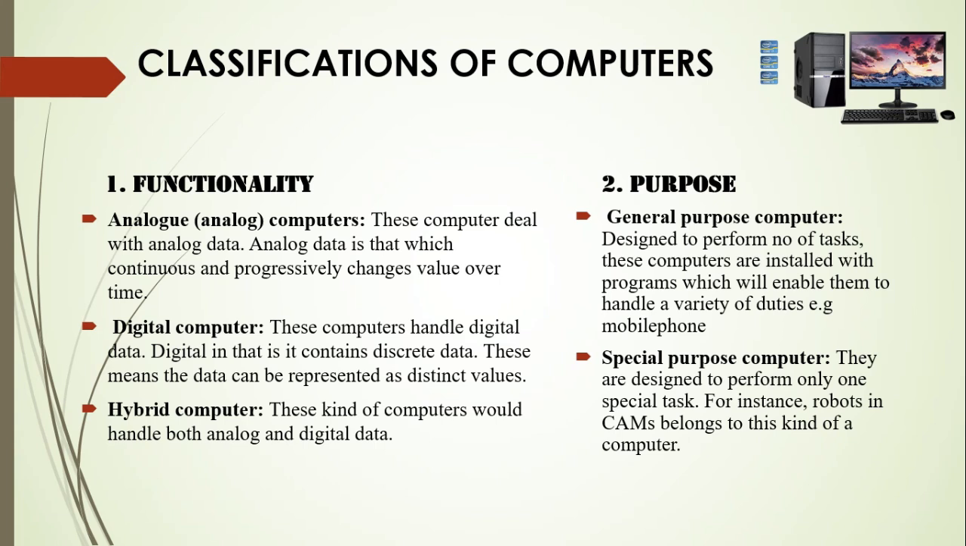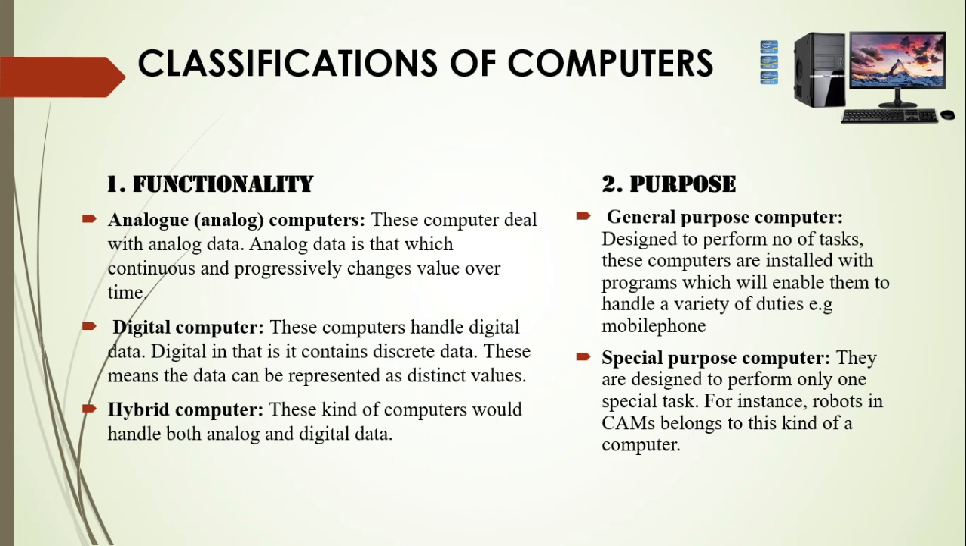So according to functionality, computers are categorized into three. We have analog computers, digital computers, and then hybrid computers. When you talk about analog, these computers deal with analog data. That is data which continuously and progressively changes value over time. For example, we have the wind, the rainfall, the amount of sunshine. They change over time. They are not static.